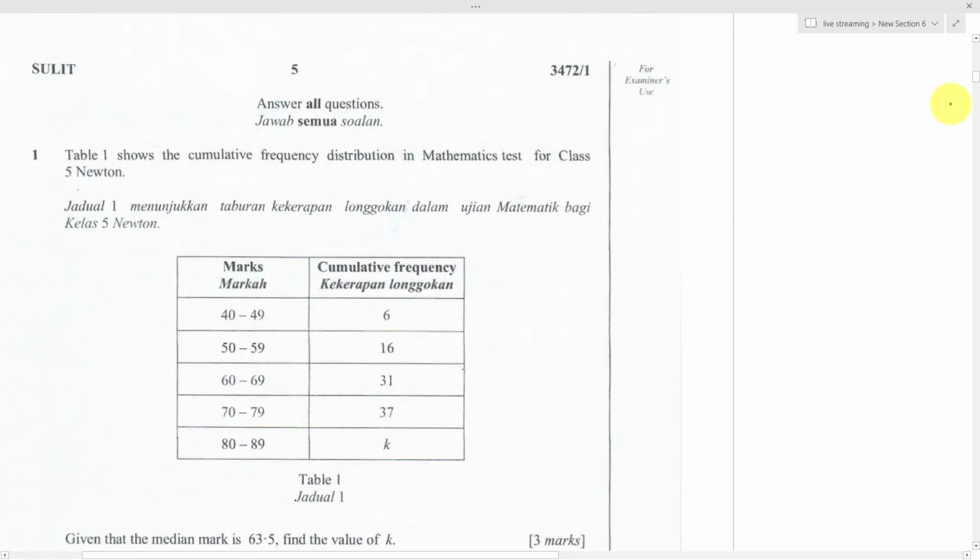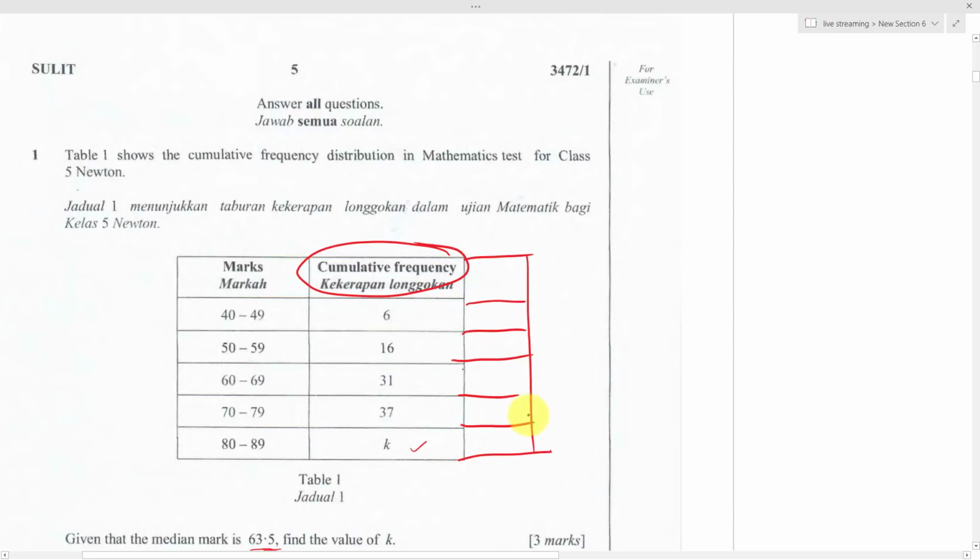For this question number 1, it's not really hard, the only challenge is that they give you the median and ask you to find k. This kind of question is quite common, but this one is modified a bit: they give you cumulative frequency, because normally it's frequency. So if this is cumulative frequency, you need to find the frequency by yourself.